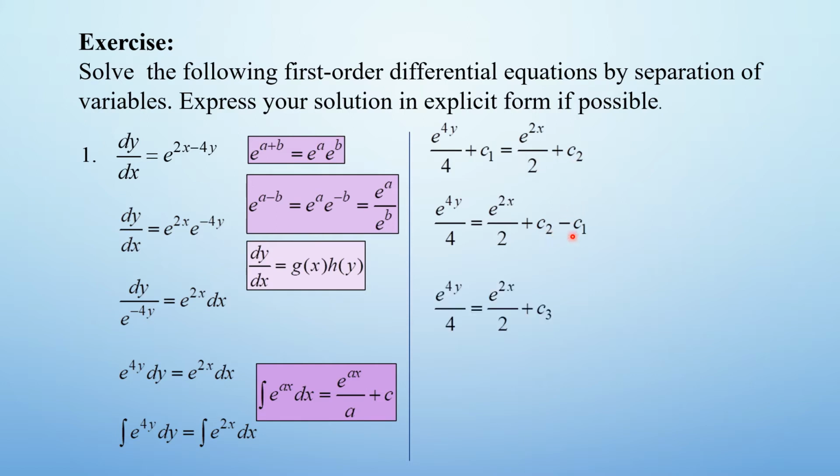But c2 minus c1, a constant minus another constant, will result in a new constant, which we shall label as c3. For example, 4 minus 1 is 3. So 4 is a constant, minus 1 is a constant, will result in a new constant. So c2 minus c1 is equal to c3.